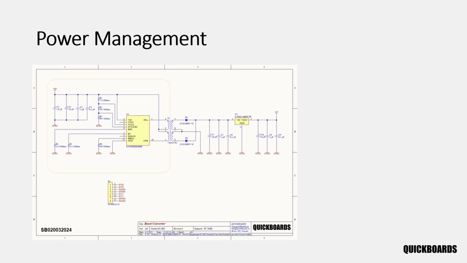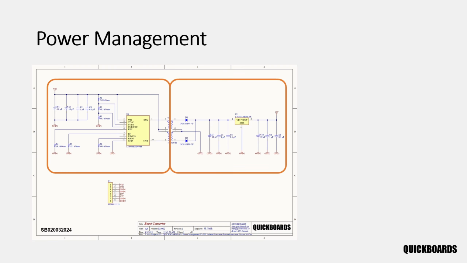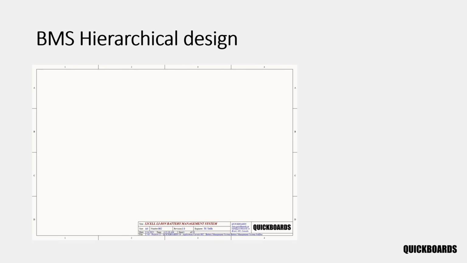0200322024. On the left side of the transformer, the circuit includes a switching regulator, input capacitor banks, and programming resistors. On the right side, it features a rectifier, output capacitors, and a 15-volt linear regulator. For our design, we can replace this linear regulator with the 5-volt buck converter from the previous schematic to better suit our voltage requirements.